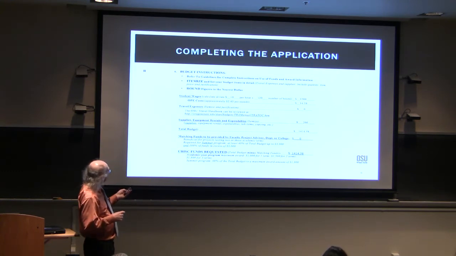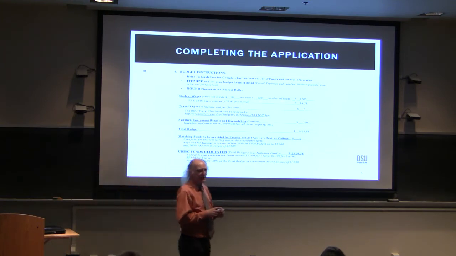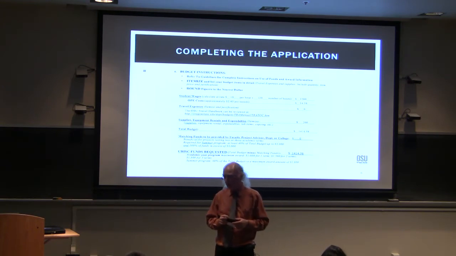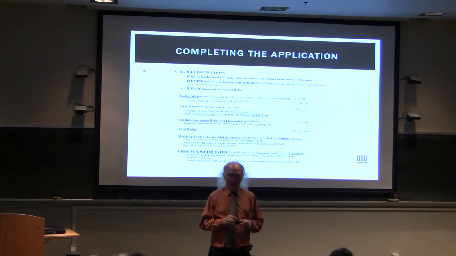Okay, student wages. So I've got $10 per hour at 120 hours. How did I decide number of hours? Well, there is a limit, first of all, on how many hours you can work in a lab per week and get paid as a lab worker. If you're an undergraduate who's a U.S. citizen, I believe that's 20 hours per week.